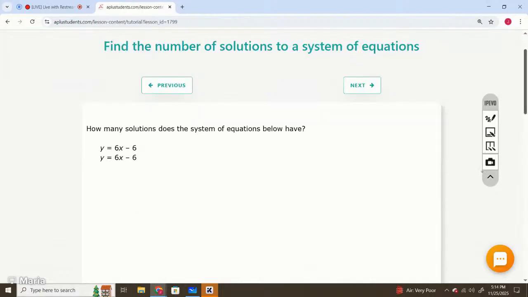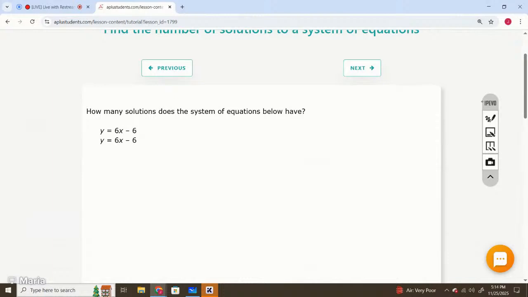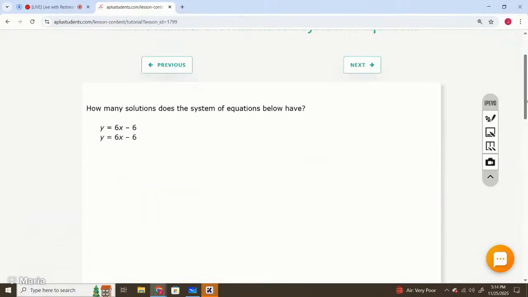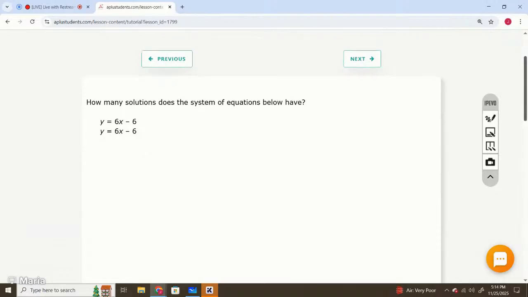How many solutions does the system of equations below have? y equals 6x minus 6 and y equals 6x minus 6. So both the equations are exactly the same. They have the same slope and the same y-intercept. So the system has infinitely many solutions.